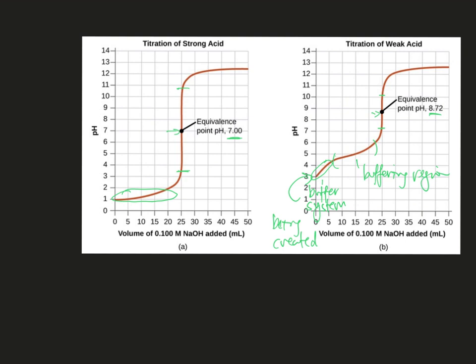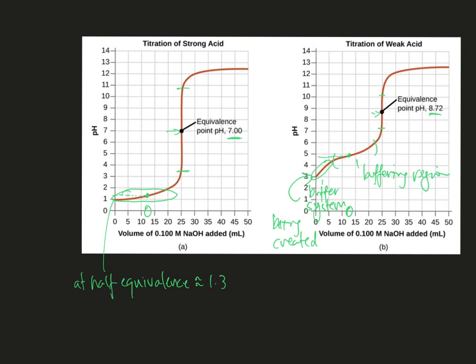Another feature to note on these graphs is the half equivalence point. This is the point on the curve where half the equivalence volume has been added. On both graphs, that is 12.5 milliliters. It is about here. If we take this point on the curve, and in each case, we can extrapolate back to the pH, and on this graph, that pH at half equivalence is approximately 1.3.